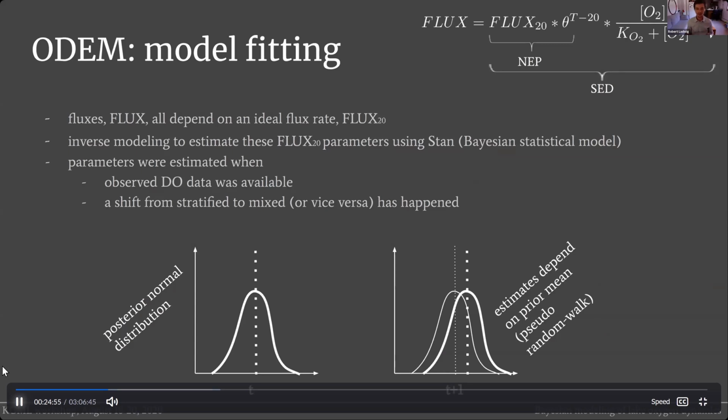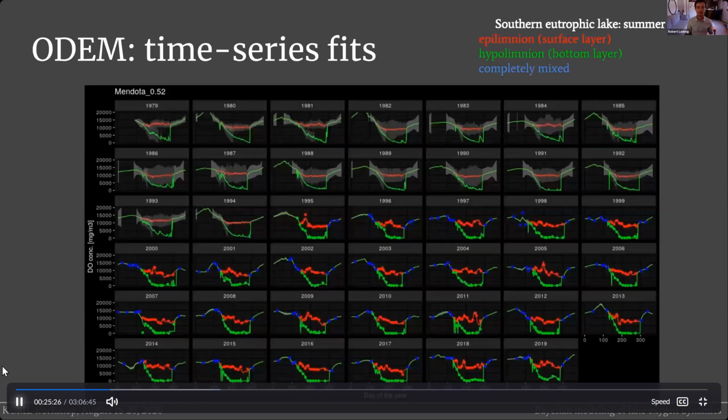And to do this all in a Bayesian way, we also assumed at the beginning that all these flux 20 parameters follow a normal distribution, and that every subsequent estimation of these flux 20 parameters depends on the prior mean. In this way, we implemented some kind of random walk into the model fitting. So each lake was fitted specifically with this Bayesian model, and we got very good replications of the oxygen dynamics for each lake. And I want to show you the first results for time series fits. So here you can see the time series of Lake Mendota.